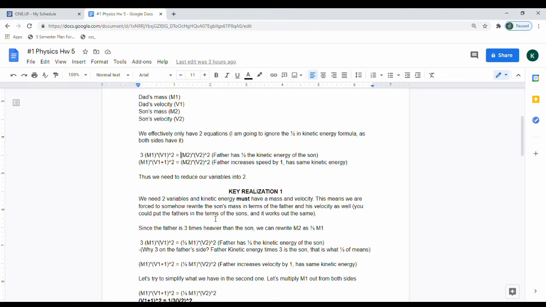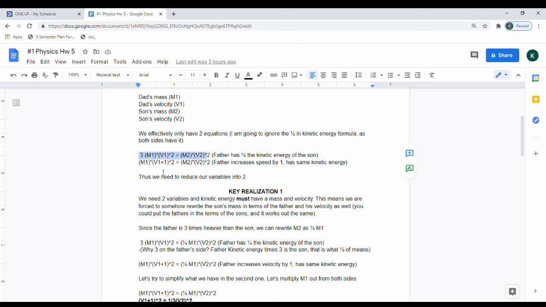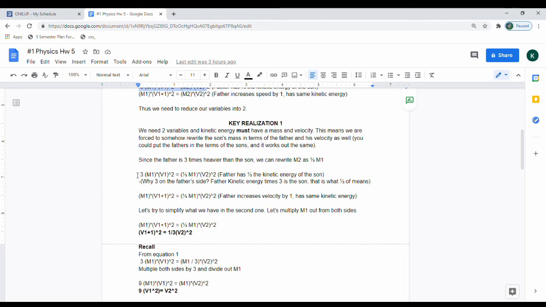One very easy realization, but it's very important to make, is that we know that the father is 3 times heavier than the son. So we can just write the mass of the son as 1/3 of the mass of the father, or m2 equals 1/3 m1. So then we can plug that into these 2 equations. For every m2, just plug in 1/3 of m1. So this is just the same 2 equations up top, but just replaced.